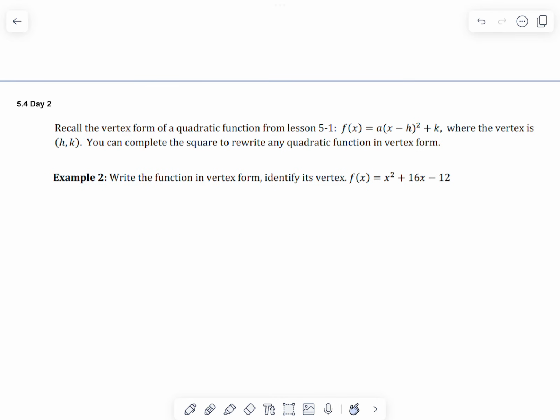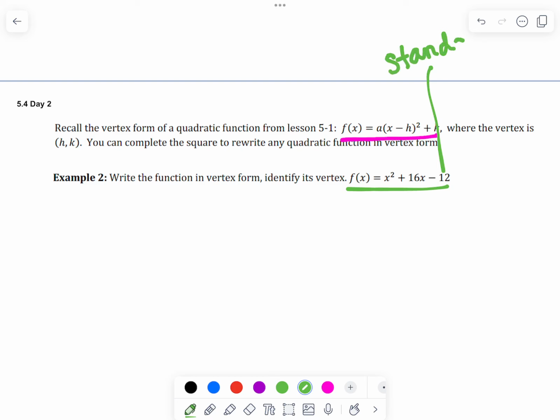Recall that the vertex form of a quadratic function from lesson 5.1 looks like that, where the vertex is your h comma k. What we can do is we can rewrite quadratic functions to vertex form so we can quickly identify the vertex. So here is a quadratic equation that is in standard form. So this is what we call standard form. And we want to get it into vertex form so we can quickly identify the vertex, which is our max or minimum.